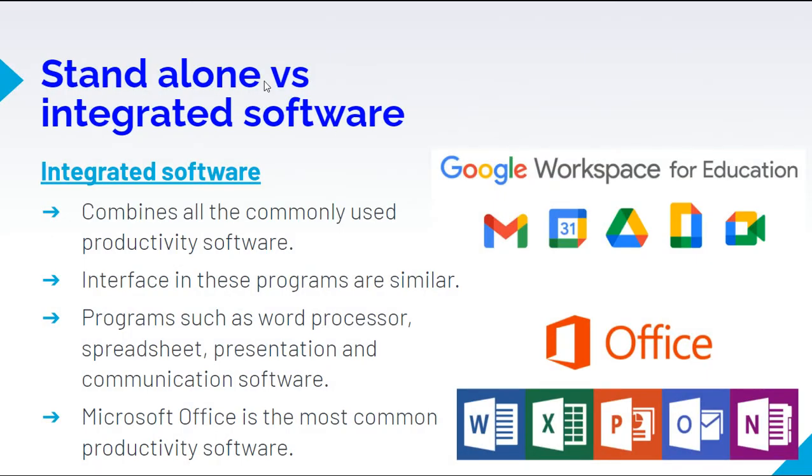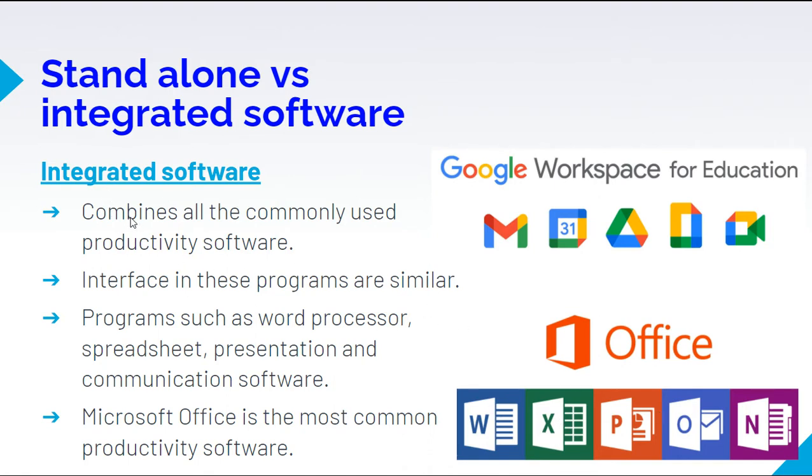You get standalone versus integrated software. So you could buy something like just Microsoft Word. That would be standalone. One program just for you to use. Integrated is that you're paying a single amount, but you're getting a whole lot of programs that all are part of the same package and they're going to work together.